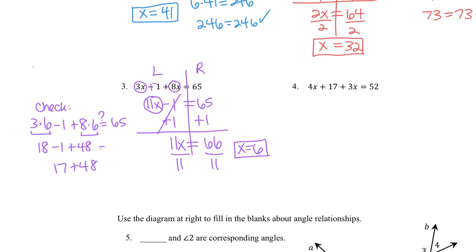And 17 plus 48, is that really 65? It is, because 17 plus 8 would be 25 plus 40 is 65. And again, just put it on your calculator. Based on what we have here, the calculator will follow order of operations correctly. All right, that's it for number 3.